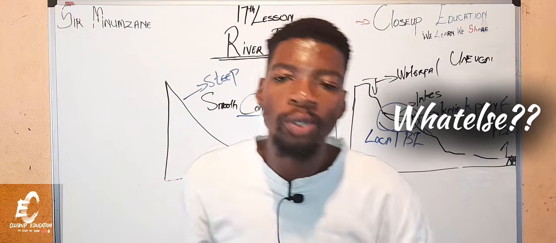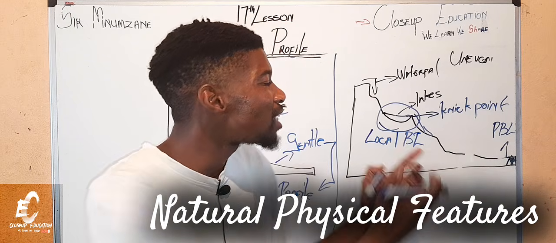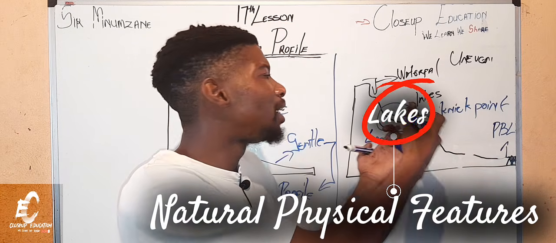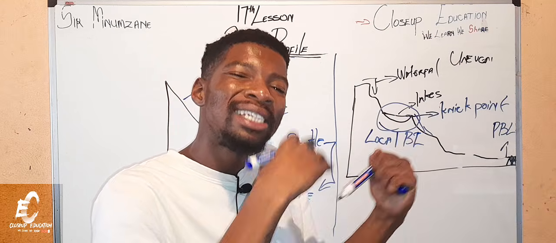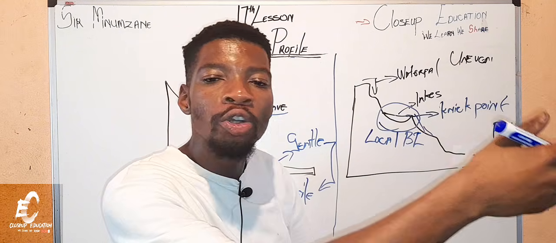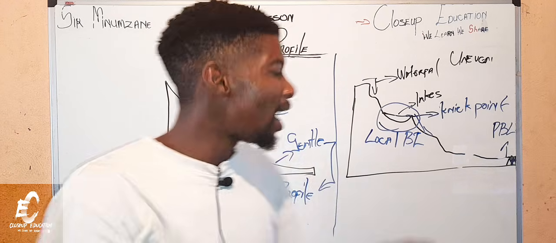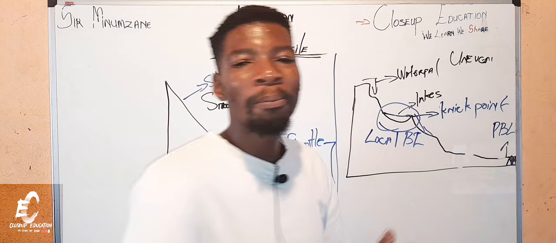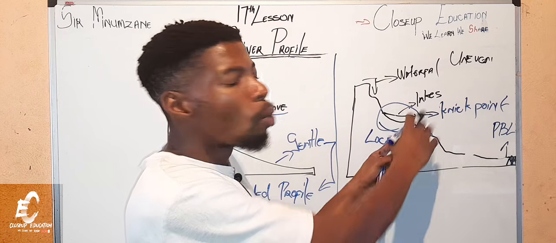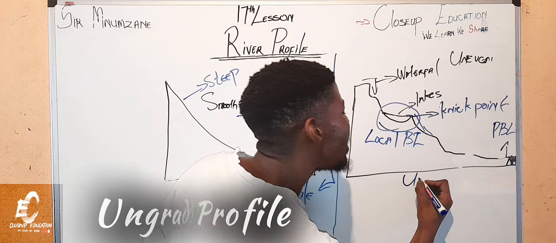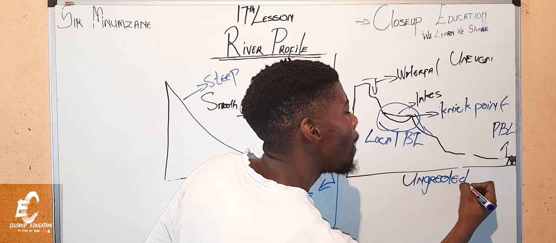Yes, and what else? We also find natural features, such as lakes, waterfalls and rapids, which are usually delaying further erosion too. Now we know that we have a local base level, a temporary base level, a knickpoint, the lakes, the waterfall, where there is what we call an ungraded profile.